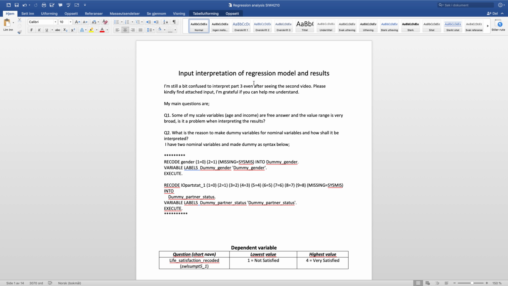And let me just say at once also that for everyone, probably most of you feel a bit confused, because this is really, really new. Doing a regression analysis is very advanced, so you are doing really advanced things in your work requirement, which is really impressive. And I hope you learn a lot.